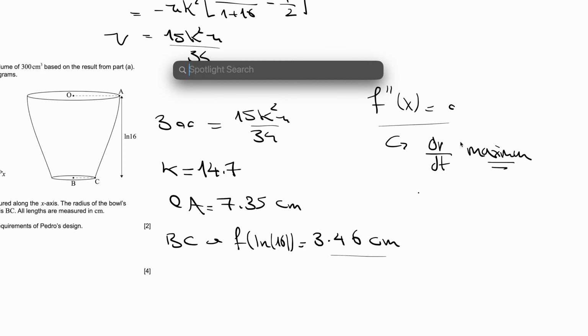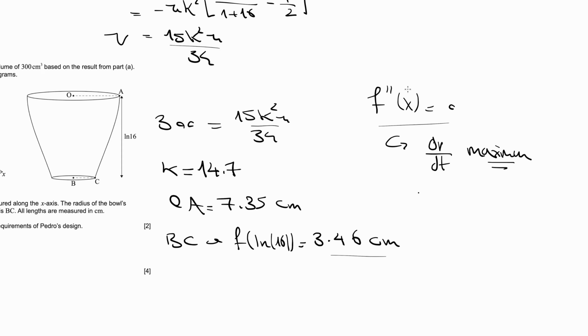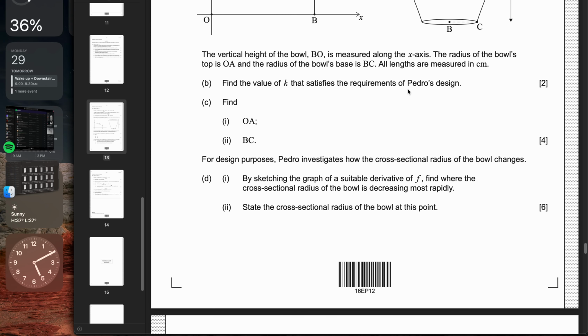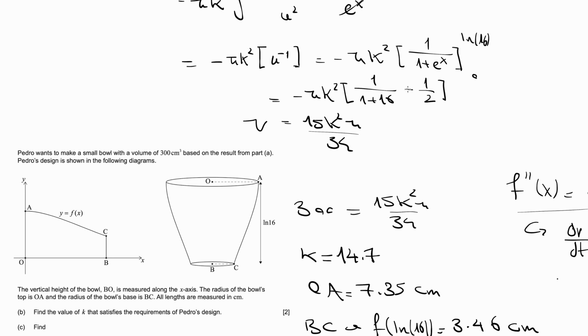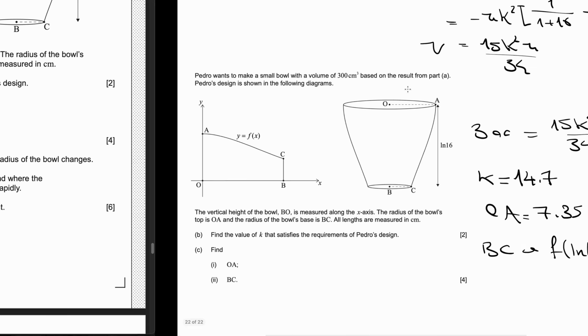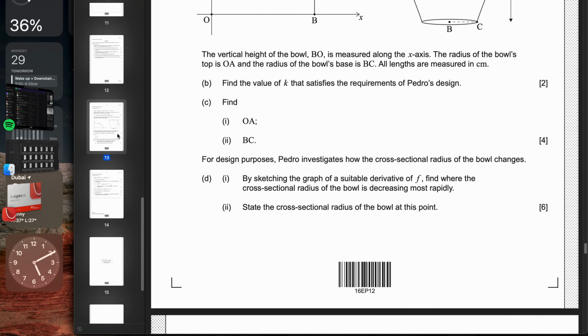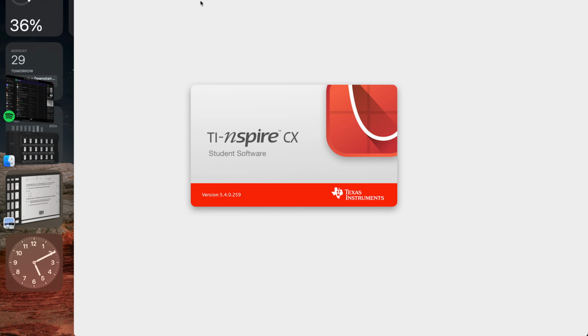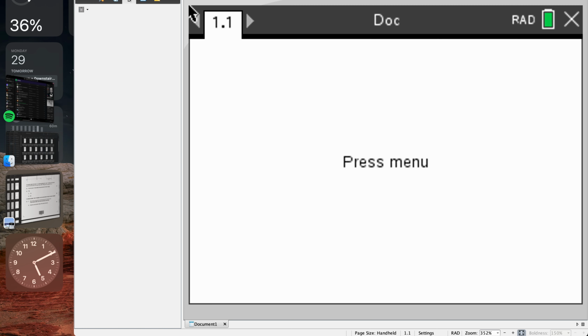So you can use your GDC here for this part, and you can substitute in the double derivative of f of x. So perhaps it would have been a better choice if I would have opened my TI Inspire before recording this video. Okay.